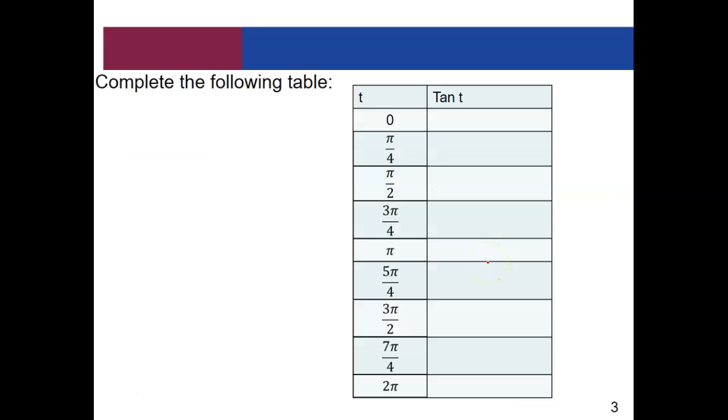Okay, so I would like for you to take just a minute and complete the following table here. On this particular table, you're just asked to find tangent for each one of our values. So I've got different values listed here. I want you to go through and calculate tangent. Remember, tangent is sine over cosine.